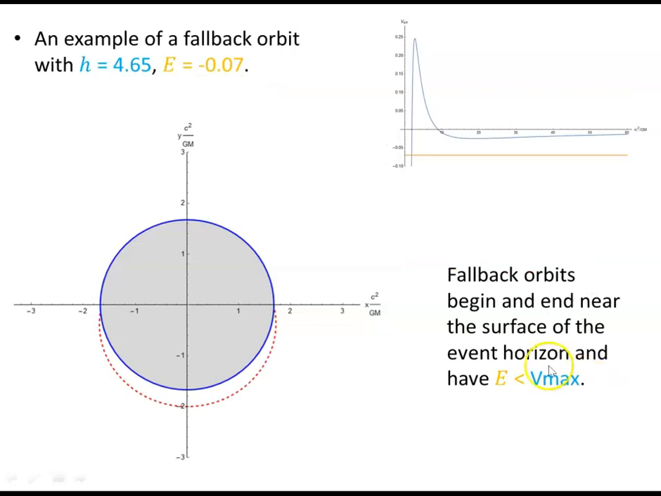Okay, and I think there's one more to show you, an example of a fallback orbit. So here's a particle emitted. You can imagine a spaceship crossing an event horizon. Before it crosses the event horizon, it emits some particles, but those particles, unfortunately for them, fall back onto the event horizon. You can see here, actually emitted out here, and they fall back on. So we must have E less than V max for that. It's got to be less than V max. And there you get a fallback orbit where it begins near the event horizon, doesn't have enough energy to escape, and falls back in.